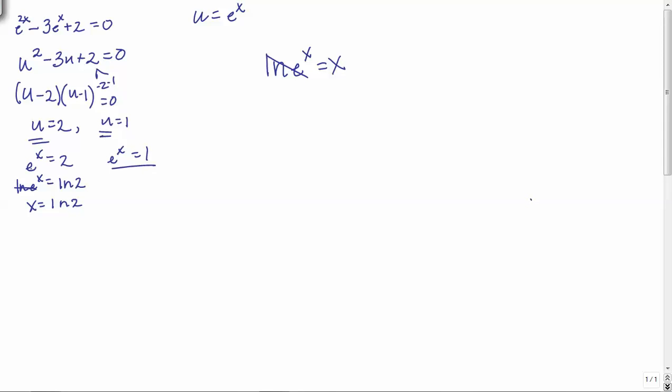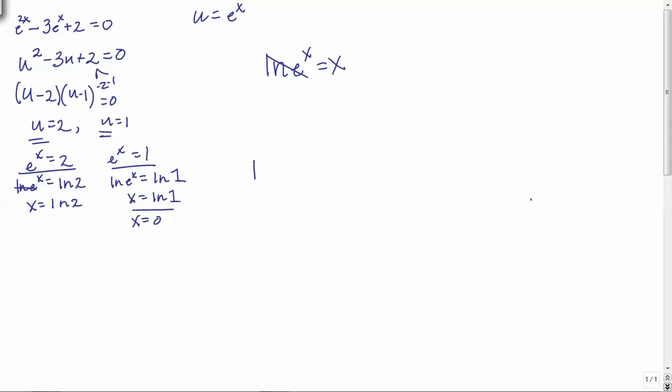How about this one? We have e to the x equals 1. Again, we're going to do the same thing. Natural log of e to the x equals natural log of 1. Therefore, x equals natural log of 1. This one we can simplify even farther, and we can say for sure that x equals 0.